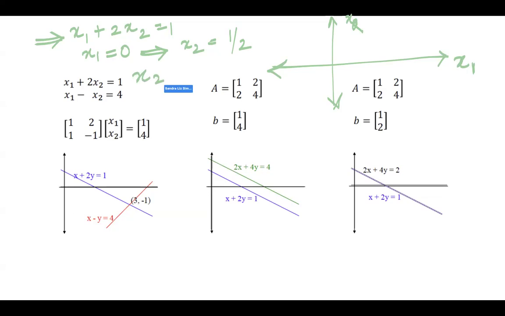Now I do x2 is equal to 0. This becomes x1 is equal to 1. Okay. Now there are two points satisfying this equation, that is (0, 1/2) and (1, 0). These two points satisfy this line.